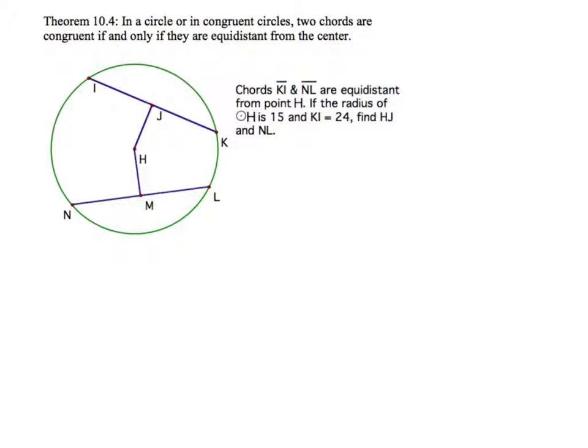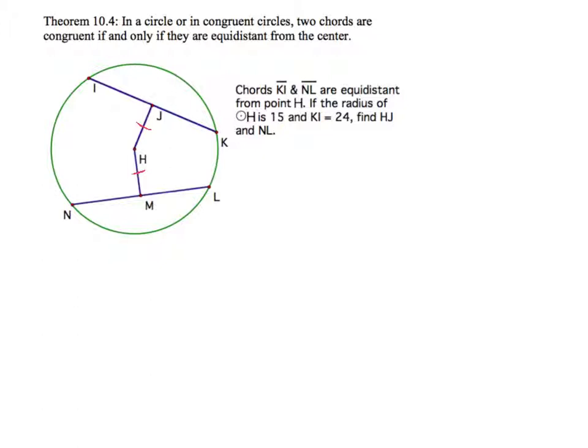All right, so let's use this theorem in this problem here. It says chords KI and NL are equidistant, meaning the same distance from point H. If the radius of circle H is 15 and KI is equal to 24, find HJ and NL. Well, they've told us that they're equidistant, meaning the distance is equal. So HJ must be congruent to HM, those distances.